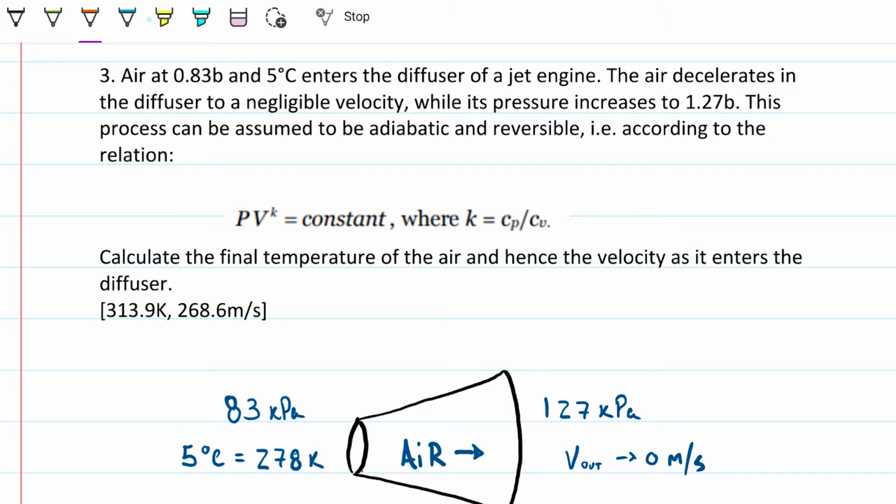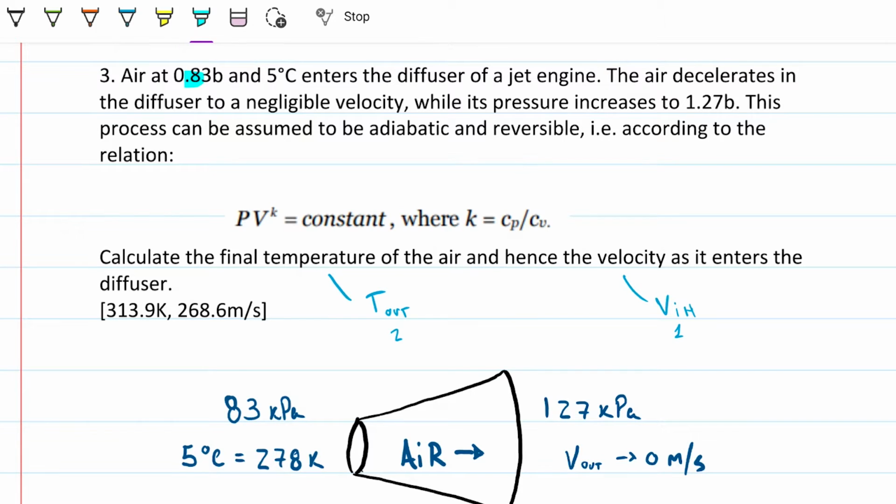Okay, so we need to find two things here. We want to find the temperature of the outlet, whatever you think is easier to relate, and the velocity 1, or the velocity of the inlet. Try to keep consistent. There you go. Okay, what is important?